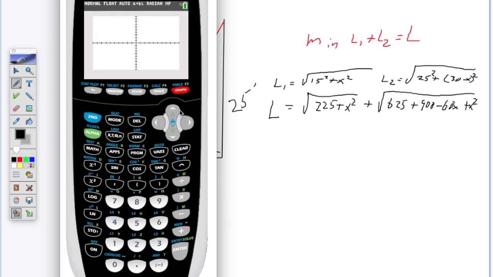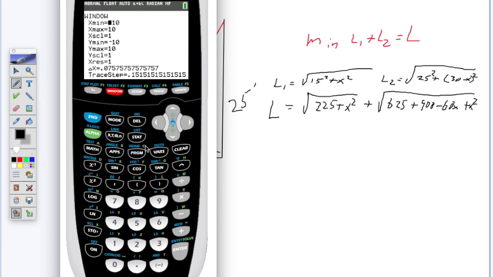Of course, my calculator is set up to the standard window, negative 10 to 10. I don't want to think too hard about this, so I realize that x has to be somewhere between 0 and 30. So let's go into the window and make x from 0 to 30. I really don't know what y is going to be. It has to be positive, so we'll go 0, and I'll just go 100 because I don't want to waste a lot of energy trying to think about it. So we'll just look at a standard graph here.